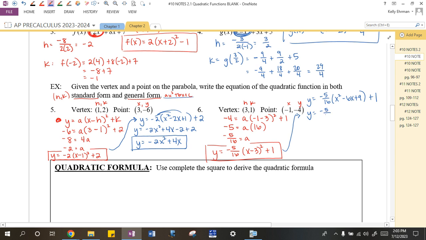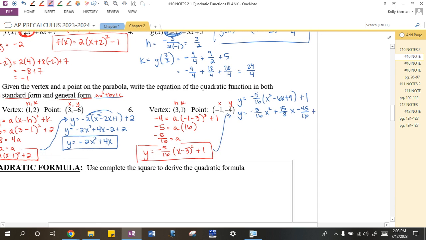That's -5/16 x squared plus, remember to reduce. Don't make it 30 over 16 and then reduce. Reduce 6 over 16. That's 3 over 8. So 3 times 5 is 15 over 8x. I can't reduce 9 over 16, so this is going to be minus 45 over 16. And then don't forget about your plus 1. You might as well make it plus 16 over 16 to be able to combine.